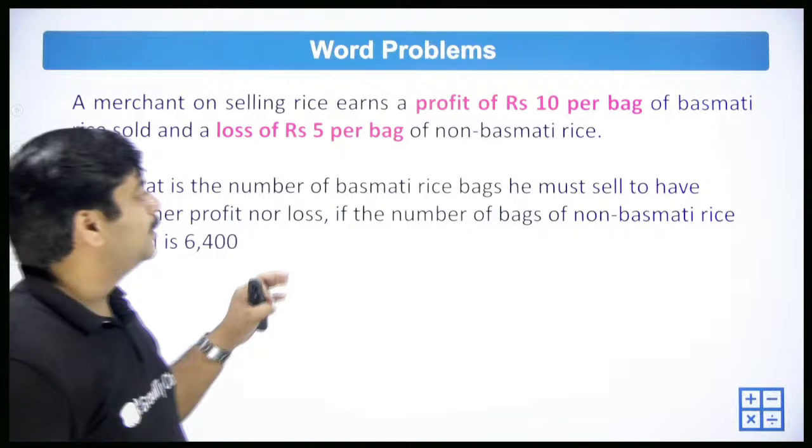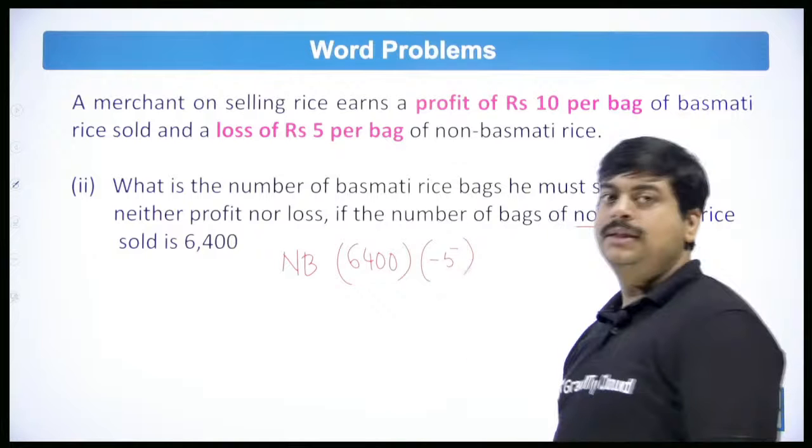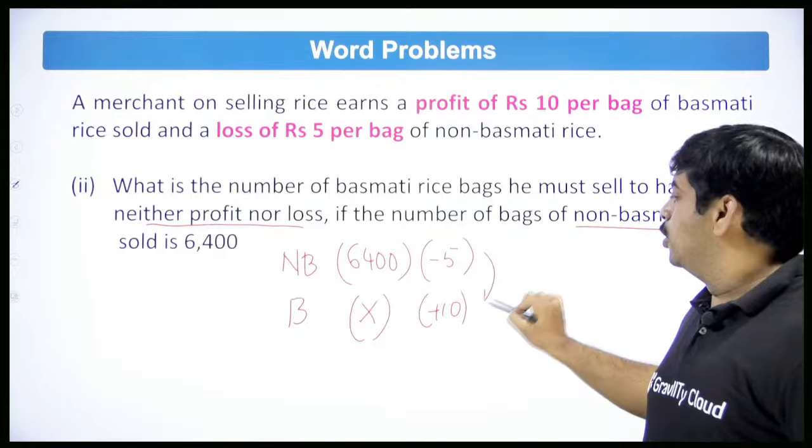Non-basmati rice, you're having 6,400 bags, and for every bag you're getting a loss of minus 5 rupees, right? So you know how much this amount is. But to balance this with neither profit nor loss, you'll have X number of basmati bags with plus 10 as a profit. Given. So these two should be equal.